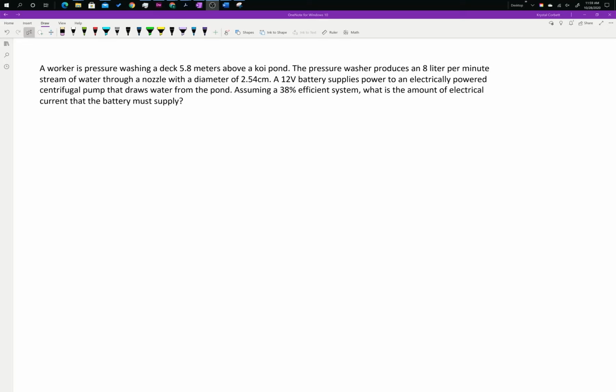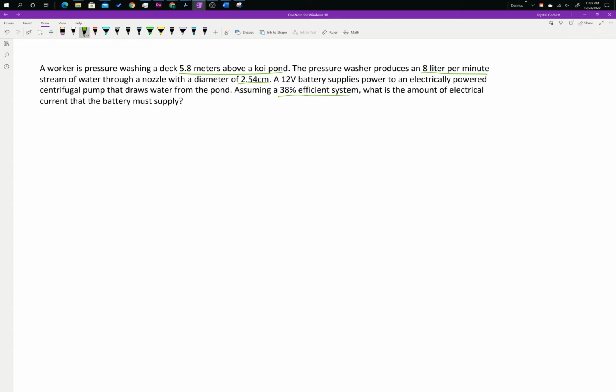Let's apply our efficiency equations to another problem. This problem is very similar to one that was found in homework 12. In this problem, we have a worker who is pressure washing a deck 5.8 meters above a koi pond. The pressure washer produces an 8 liter per minute stream of water through a nozzle that has a diameter of 2.54 centimeters. A 12-volt power supply is used to electrically power the centrifugal pump, which draws water from the pond. Assuming a 38% efficient system, we want to find the amount of electrical current that the battery must supply.